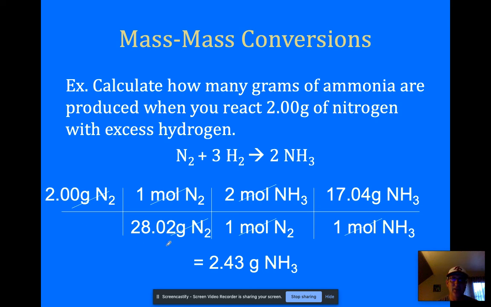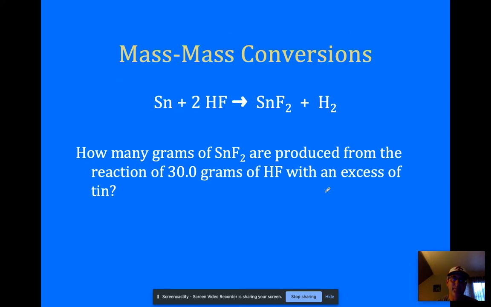So you go to moles, you do a mole ratio step, and then you go back to grams of the new substance. So like I said, there's 2 molar mass calculations here, which sometimes can lengthen the time of the problem. Okay, so here's the one we're going to do here, and it lengthens how much I have to write out here as well. So here's our balanced equation. Sn plus 2HF yields SnF2 plus H2. Okay, how many grams of SnF2 are produced?